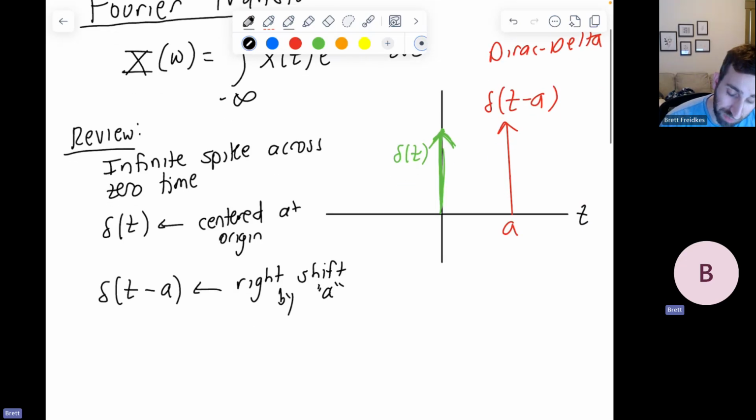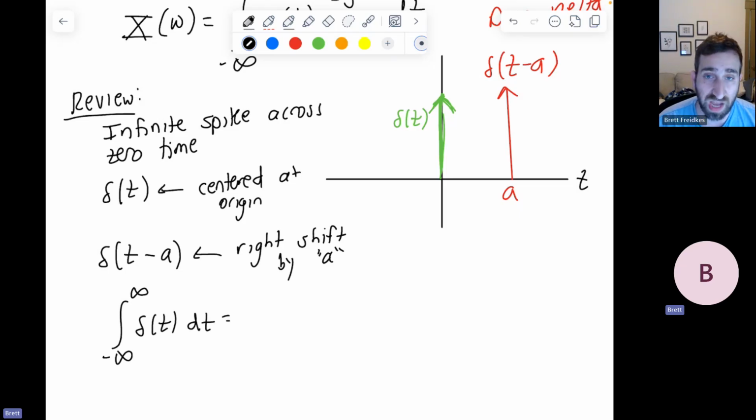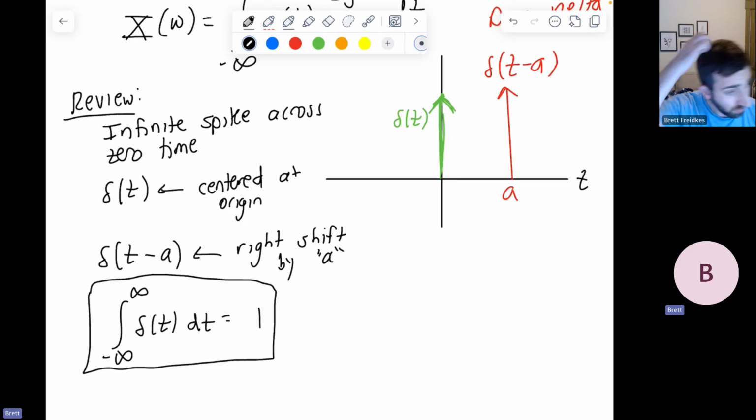Some interesting things about the Dirac-Delta function, if I were to integrate just the Dirac-Delta function itself, an infinite spike across zero time, this is a mathematical concept. We're going to say that the integral across that is equal to 1. This is the first important thing that we need to understand.